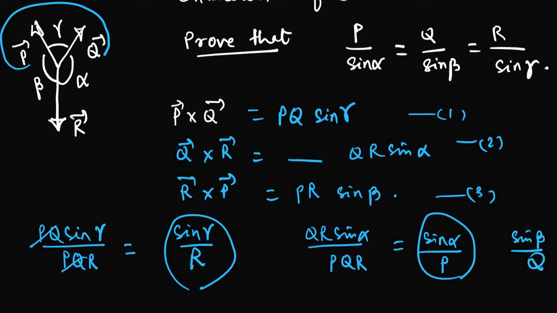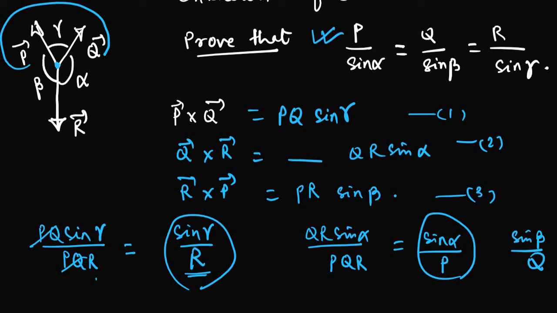Thus it is proved that as the forces are concurrent and acting on an object in equilibrium, we can equate them. If we reverse this and put the vector quantity in the numerator, it would be P by sine alpha equals Q by sine beta equals R by sine gamma. Now this is very important for entrance examinations and your advanced studies. I hope you understood Lami's theorem and what is related to it.